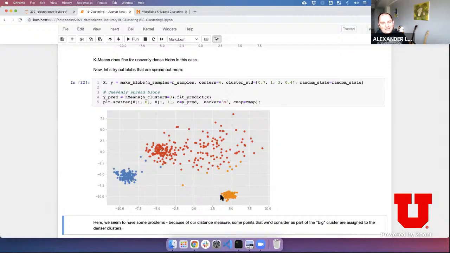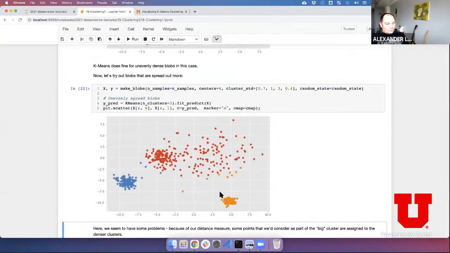And that is much more problematic because of the way our distances work, right? We're assuming Euclidean distances here, and we see that these points that you would argue belong to this big, more spread out cluster are assigned to the smaller, denser clusters, because we have no notion that you should use a different distance metric for this cluster than for this cluster. So we're using the same distance metric for all of these clusters, and so we have these misassignments. If you have clusters that are not uniform in terms of how spread out they are, k-means can be problematic.